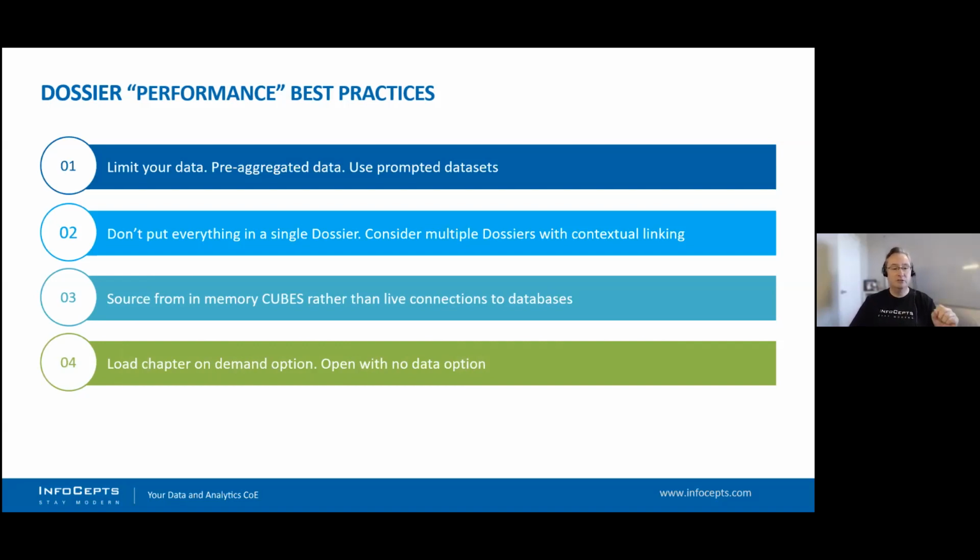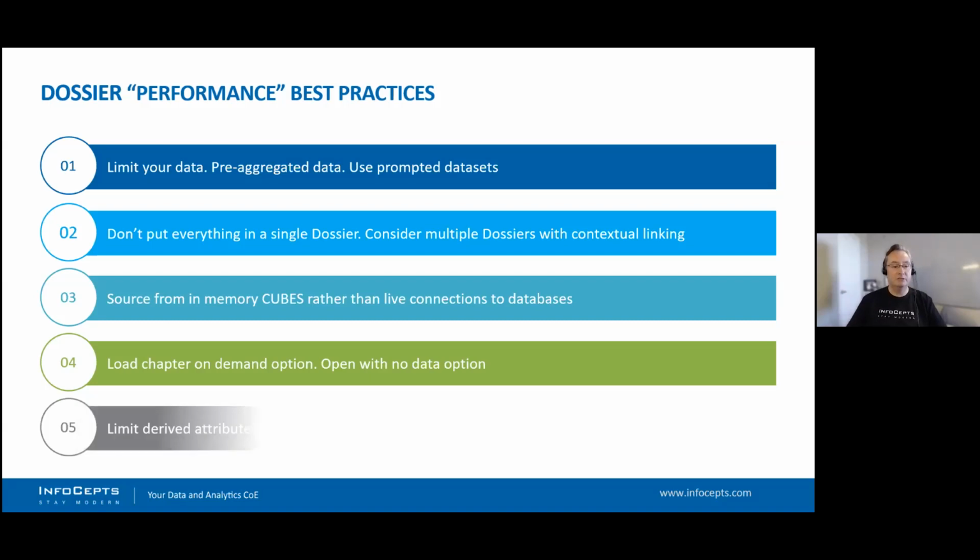Yeah, there's a few tweaks you can make. There's a few settings. You can say load chapter on demand, which means when you open up your dossier, it doesn't wait to render all the pages and all the chapters. It just loads up the data of your current chapter, and then it renders. When you go to the next chapter, it loads the data. So it parses out the load time. And there's also an option to load with no data.